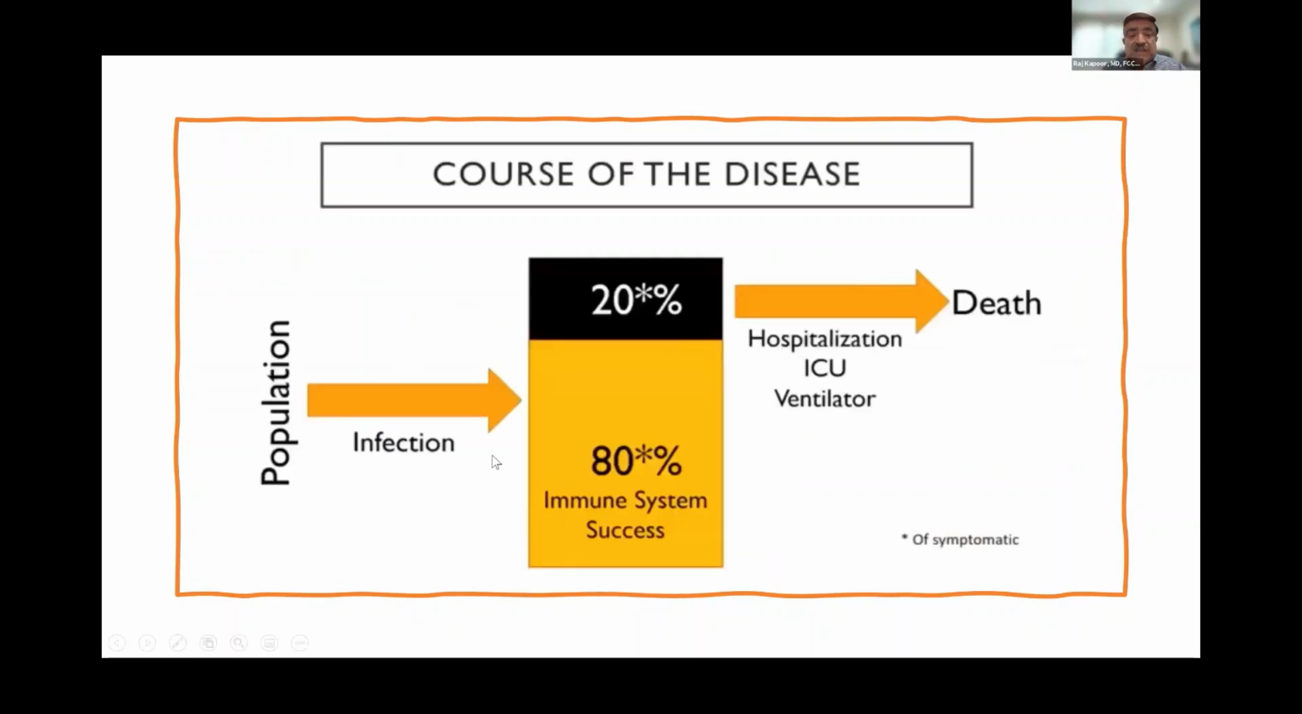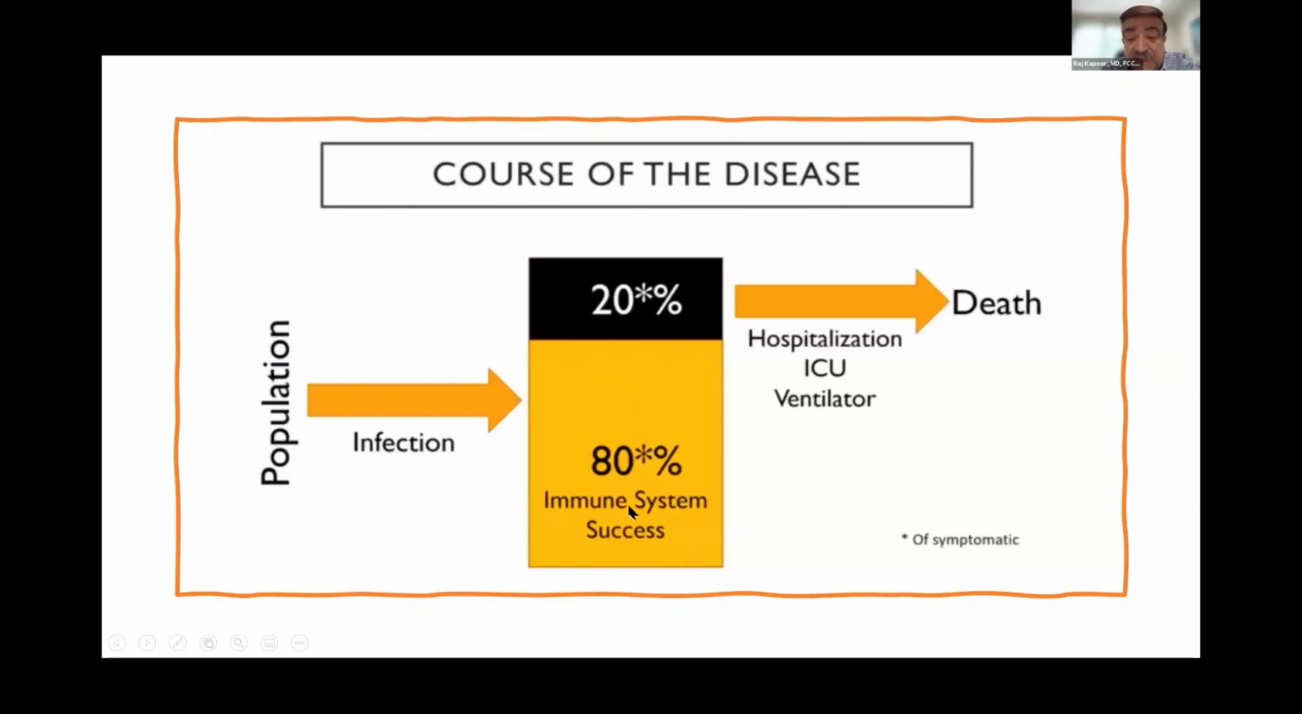So what is the course of the disease? When there is infection, 80% of the population will have immune success and will have a mild disease, or be asymptomatic or have very minimal disease. The 20% will get moderate disease, and 5% of these will go into the ICU, and 40% of the ones who go to ICU will die. So this is very important: if we can treat these people and not let them go here, and not let these people go here, then we can have a good strategy of treatment.